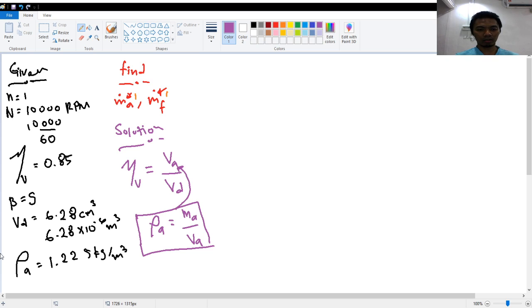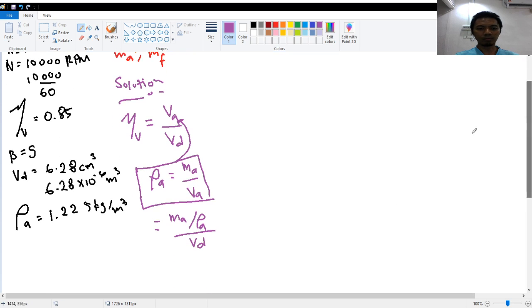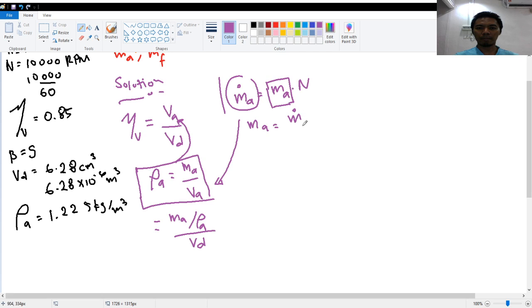Let me put it together so you can see clearly what we're going to do. Mass of air divided by rho of air, divided all that by displacement volume. Furthermore, we know that mass flow rate of air equals mass of air times n. So you need to put this into this formula, making it a function again, mass of air equals m dot a divided by n.